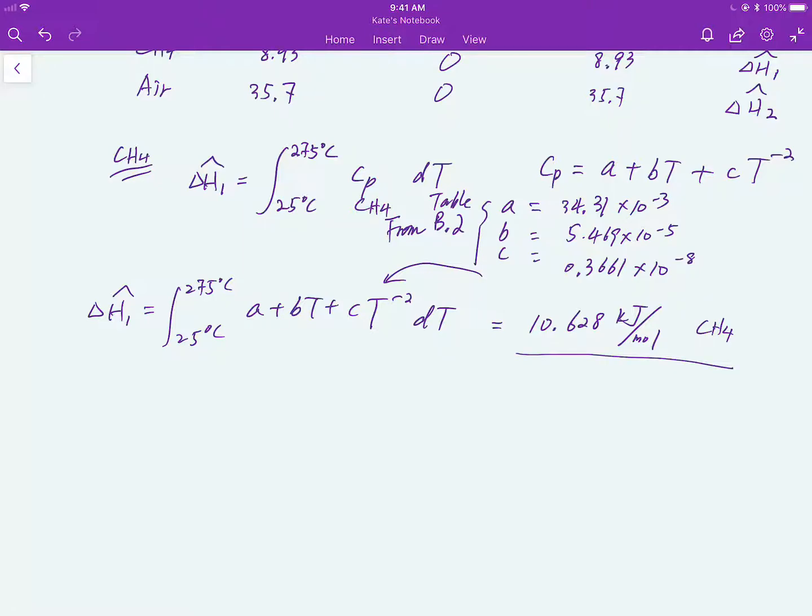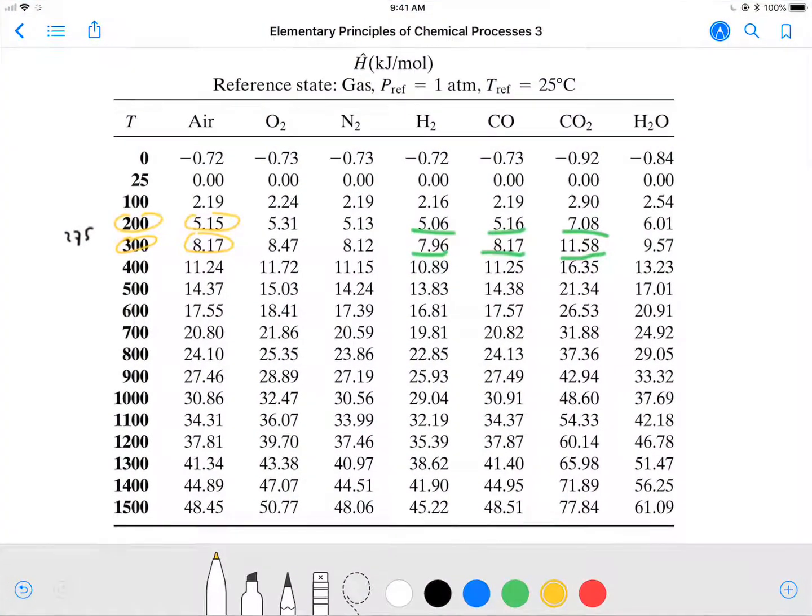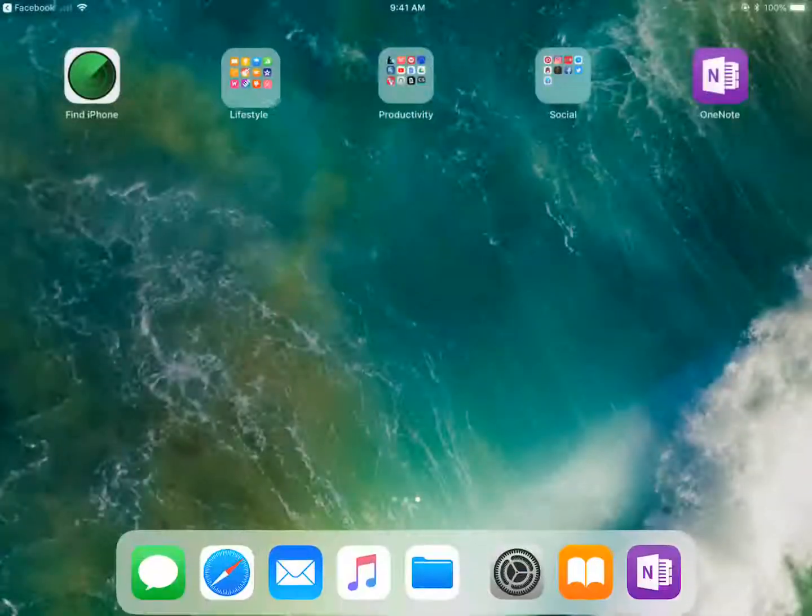Mark this up. Okay, now we have to look for delta H2 for L. The good thing is for L, you can look at it in table B8. Let's go to table B8. Where's my table B8? Right here. There you go. I need to look for 275 degrees Celsius, but I don't have this in the table. I have 200 degrees and 300 degrees for L, and then I can do interpolation based on that.